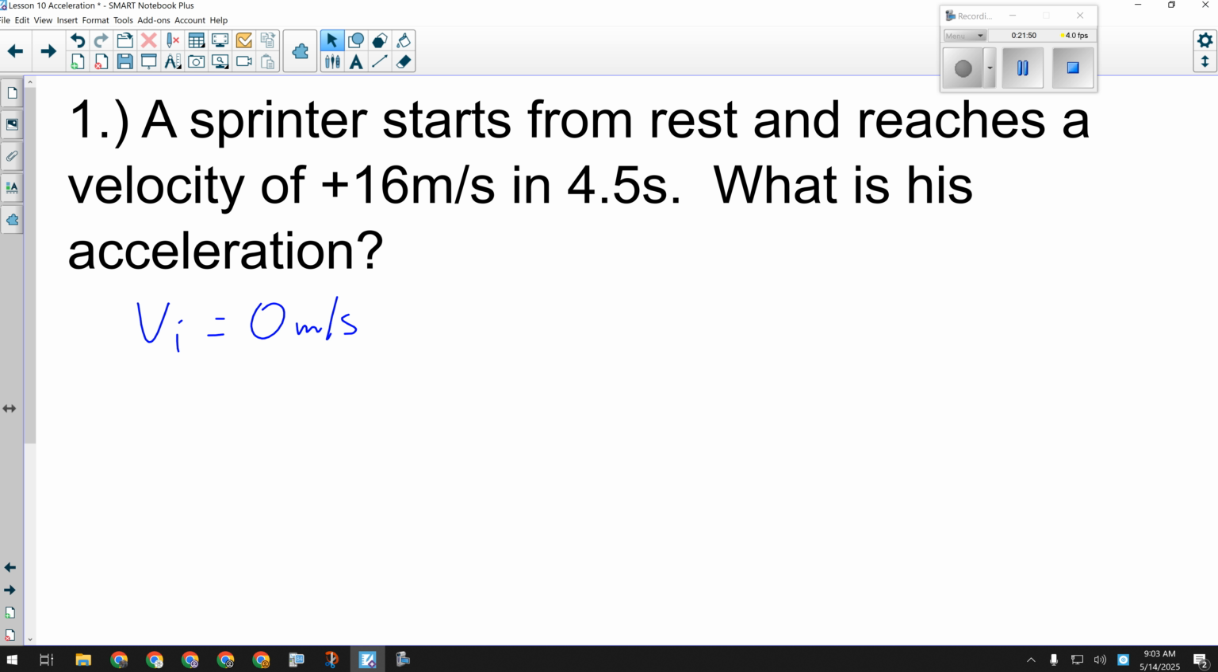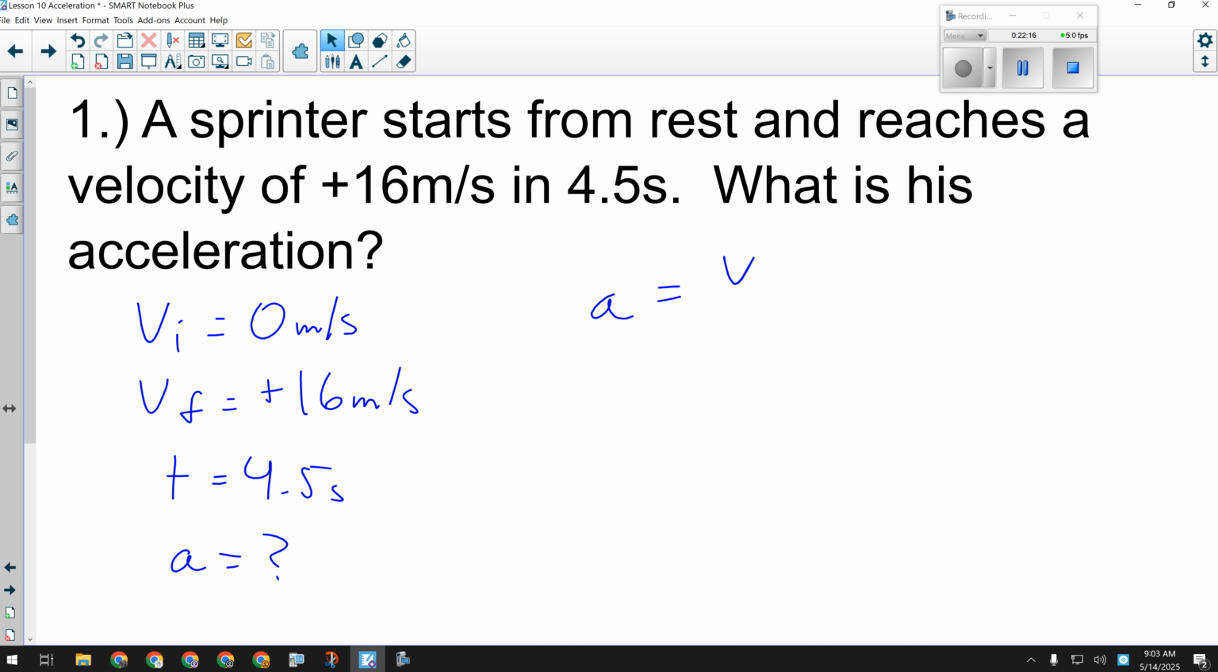All right, and they reach a velocity of positive 16 meters per second. What did they give me there? They gave me VF, final velocity, positive 16 meters per second, and then they tell me that takes 4.5 seconds, so they gave me the time. All right, so this is the easiest one of these. I'm looking for the acceleration. In this one, I don't have to manipulate the equation at all. I'm just solving for A by plugging in my numbers. Positive 16 minus 0 divided by 4.5.